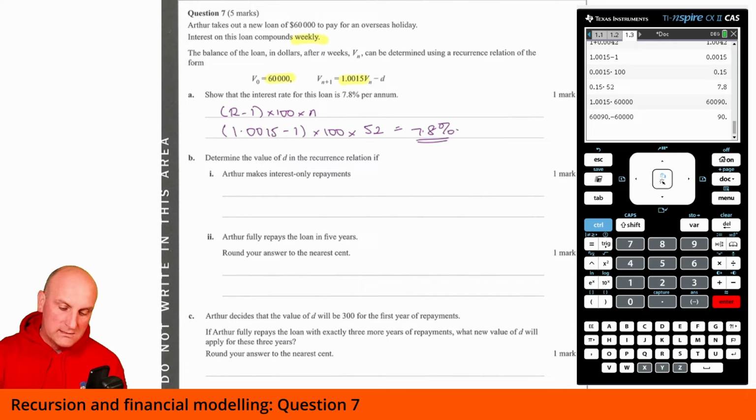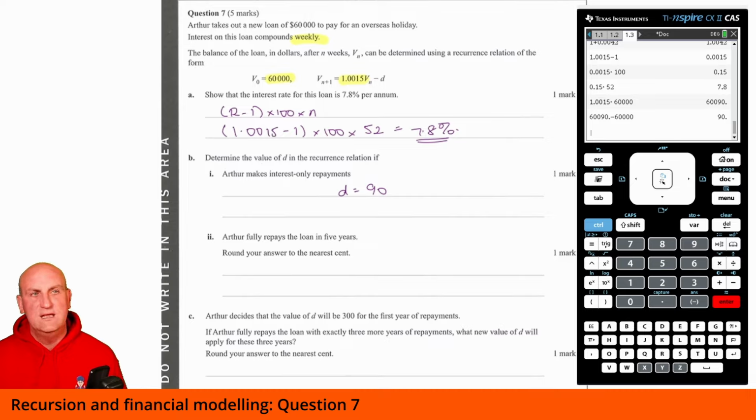All right, so in which case D in that situation, he says, writing what doesn't look even vaguely like a D, D is equal to 90. So let me just check I've done 1.0015 times 60,000. Yep, $90. Arthur fully repays the loan in 5 years.